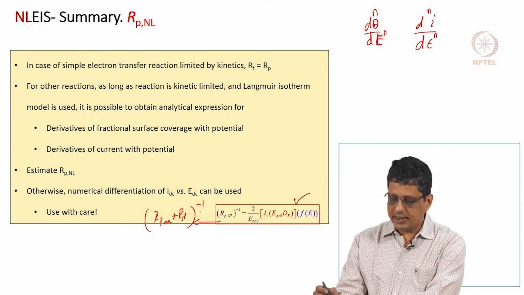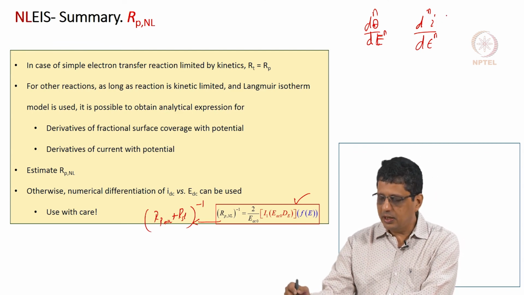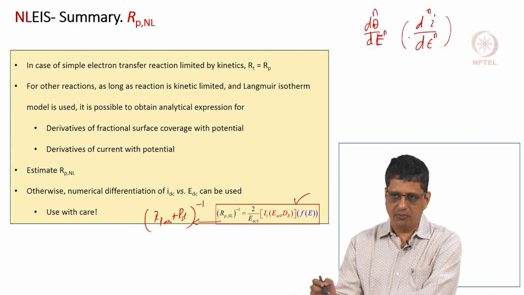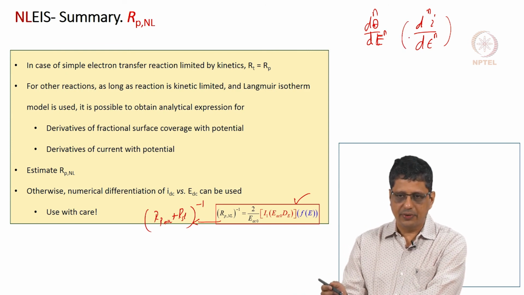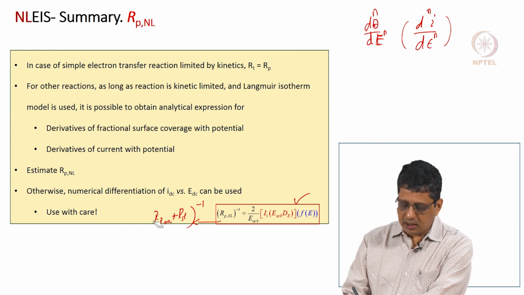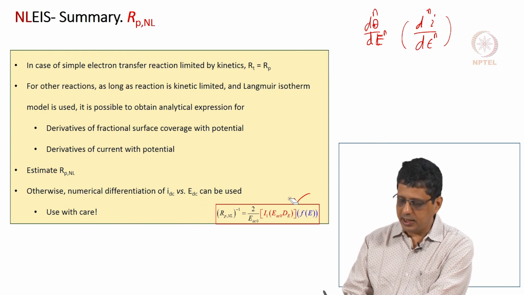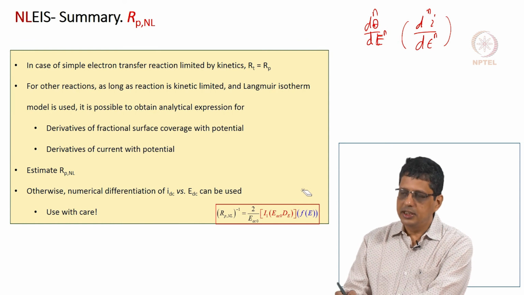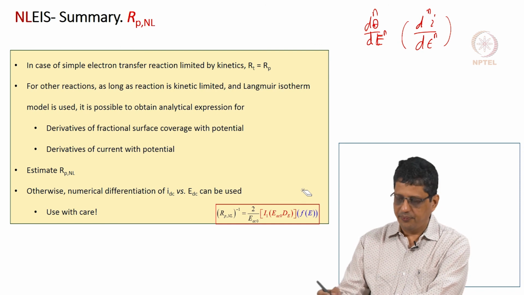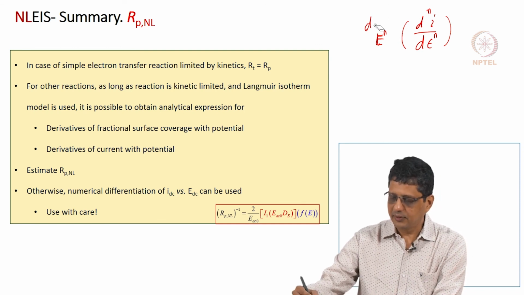Even in that case, as long as we can get the nth derivative of current with respect to potential, perhaps using numerical method, okay, we can still calculate the polarization resistance, we can still calculate the nonlinear polarization resistance. It is just that when you take numerical derivatives, you have to be very careful. Okay. We will stop here today.